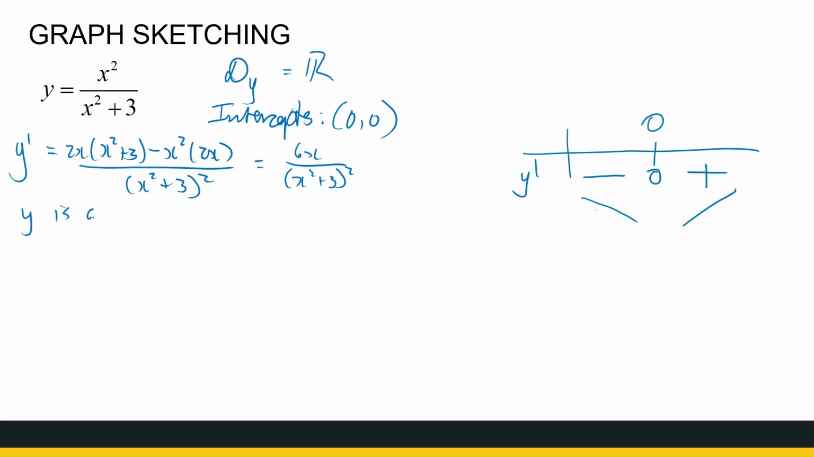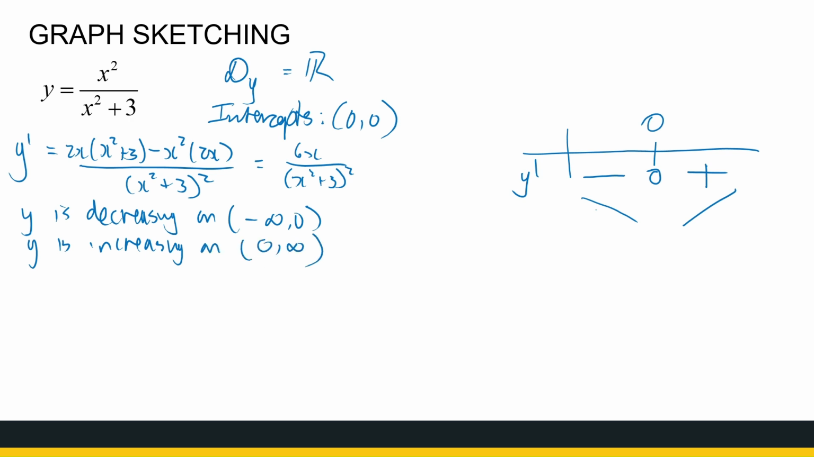So y is decreasing on the interval minus infinity to 0. Y is increasing on the interval 0 to infinity. Now we're going to look for relative extrema. The only place to look is here at 0. Is my original function defined at 0? Yes, the original function is defined at 0. My function goes from decreasing to increasing. So here at 0, y has a local minimum at the point (0, 0), and y is also 0 there. Substitute the 0 back into the original function.